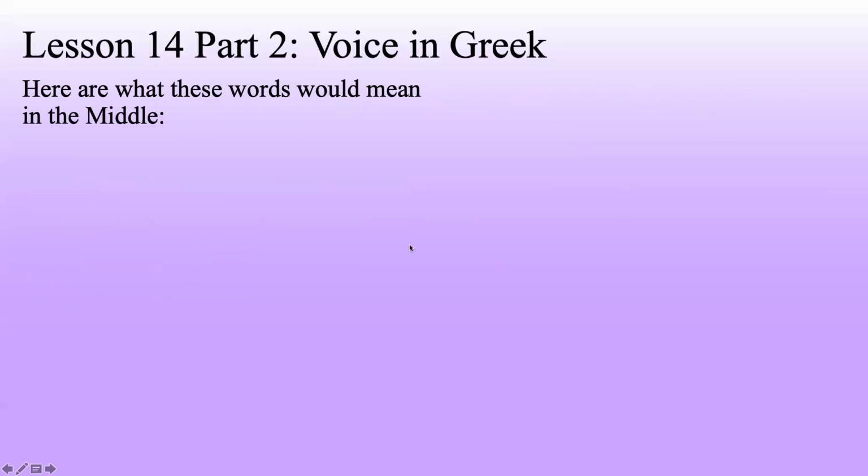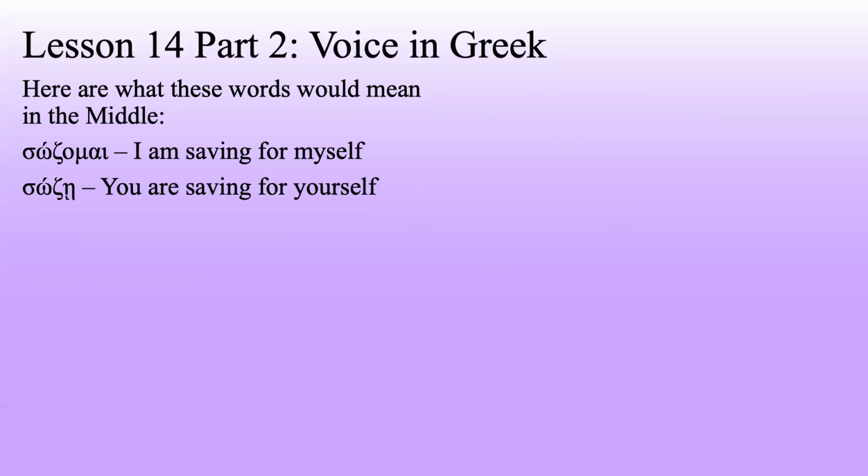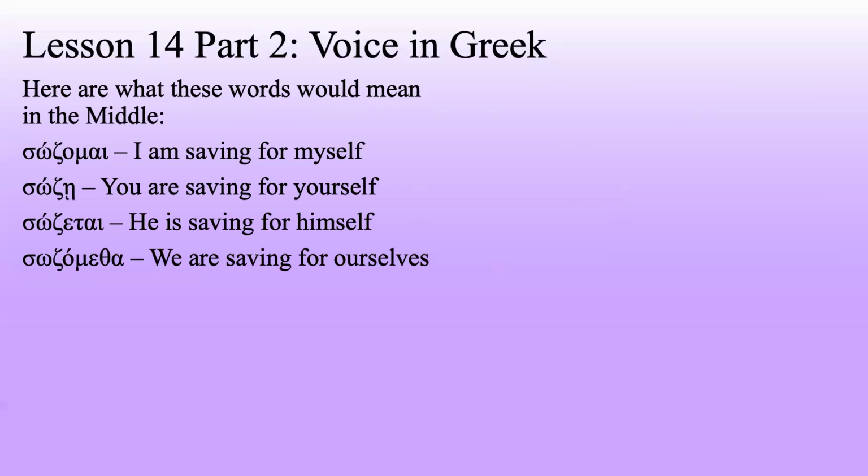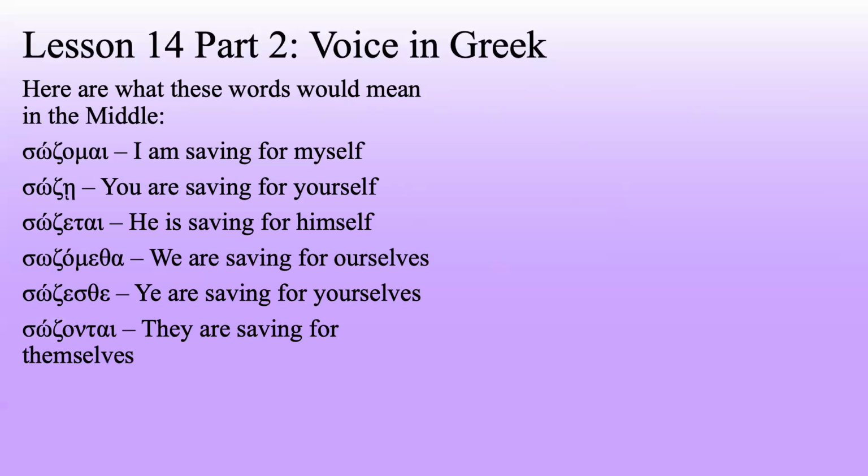So here is what these words would mean in the middle. Sodzamai, I am saving for myself, or almost like I'm saving myself. But it could be I'm saving something else or someone else on my behalf to better myself. Sodze, you are saving for yourself. Sodzetai, he is saving for himself. Sodzametha, we are saving for ourselves. Sodzeste, ye are saving for yourselves. And sodzontai, they are saving for themselves.